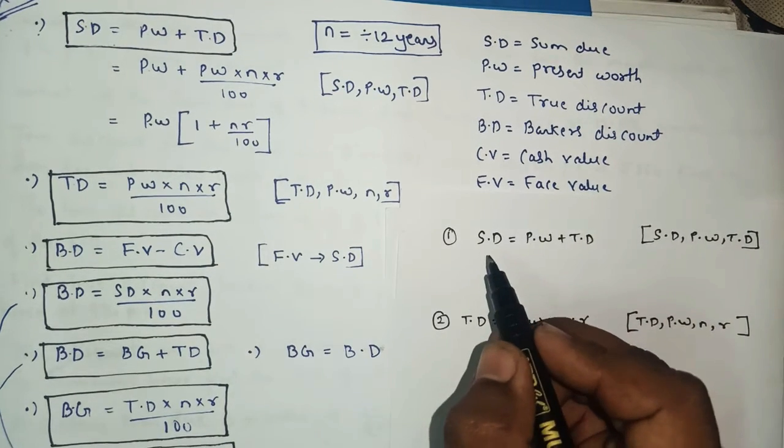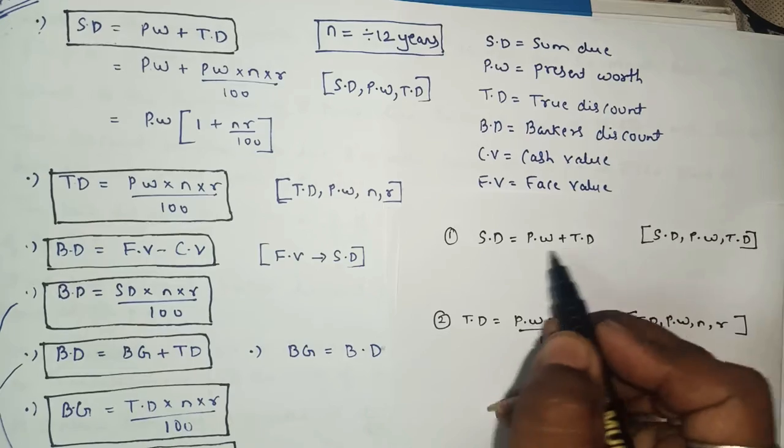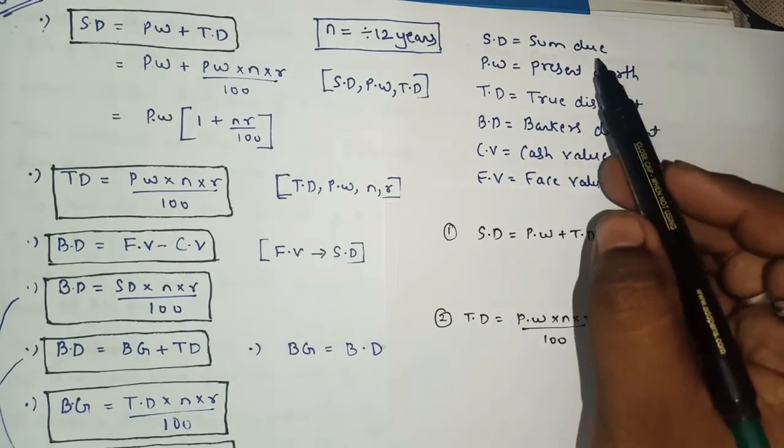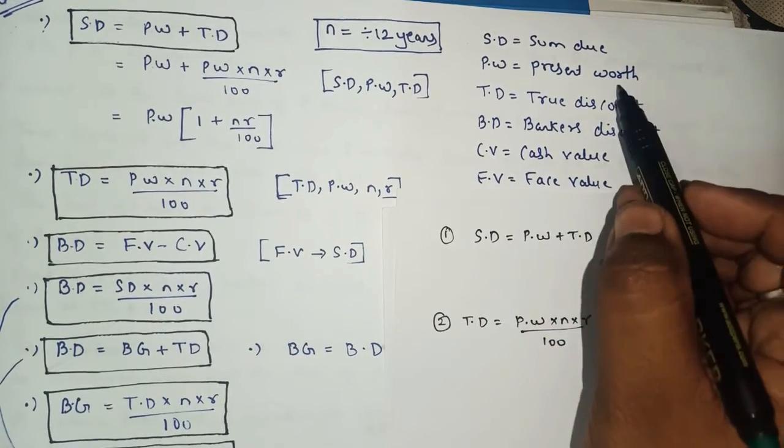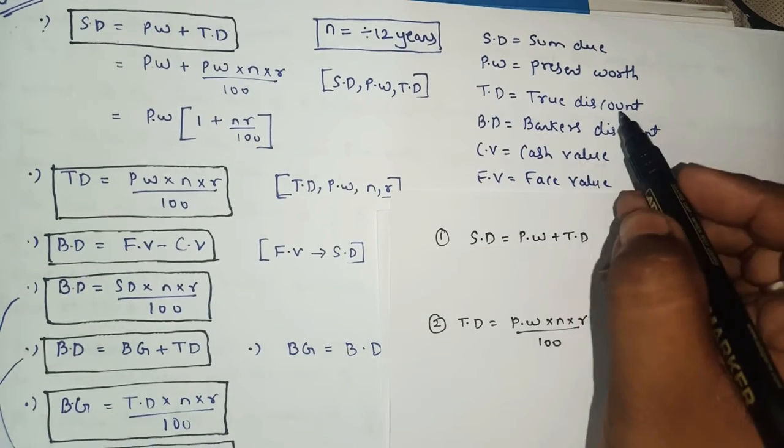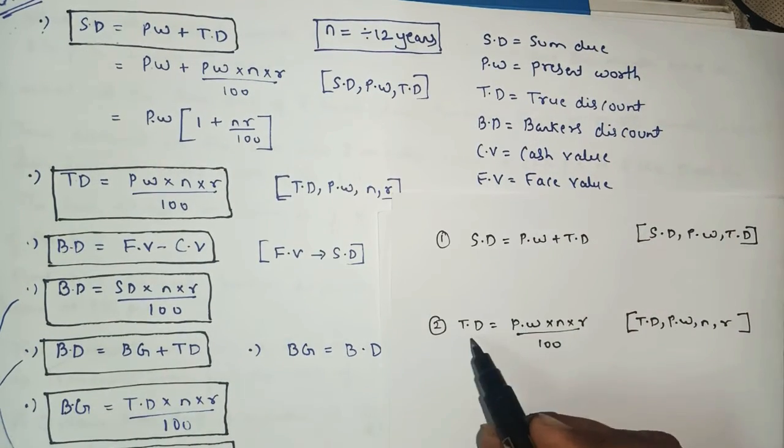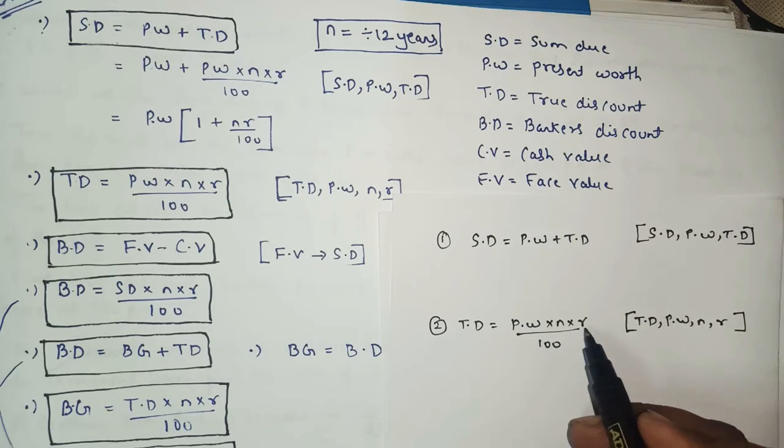So what is the formula? SD equals PW plus TD. What is SD? Sum due. What is PW? Present worth. What is TD? True discount. Here N is the number of periods and R is the rate of interest.